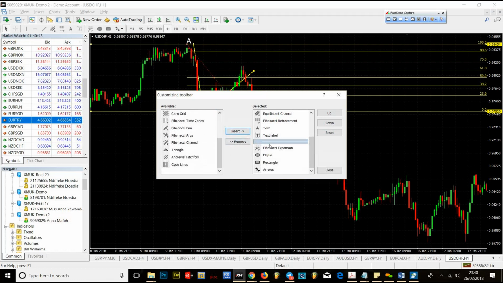Uh-oh, what have I done? Okay. So you can't find it here. By the time you click on that customize, you come here and you would see it. This is a Fibonacci expansion. Then you can insert it in there. Remember, you can move it up and down to determine where you want it to be.